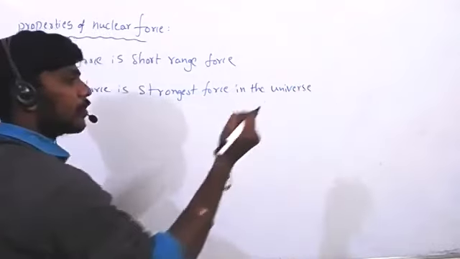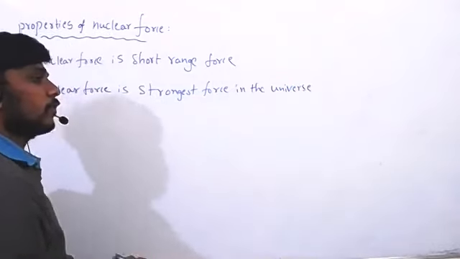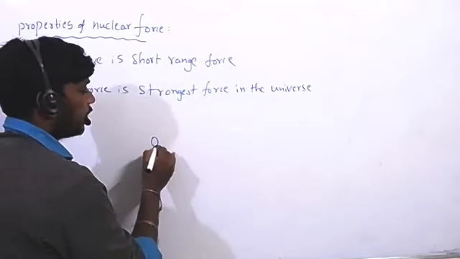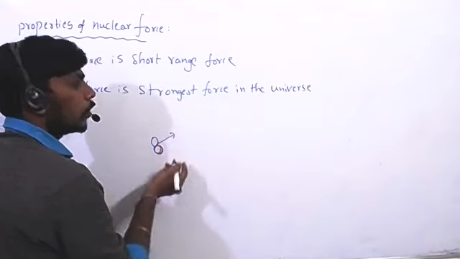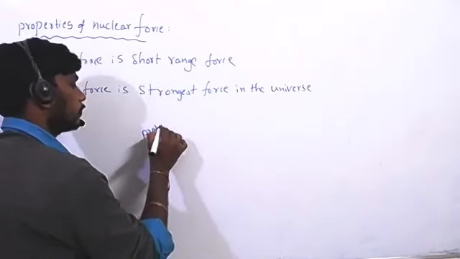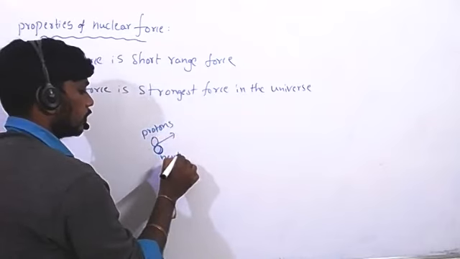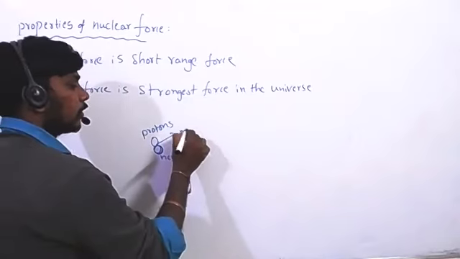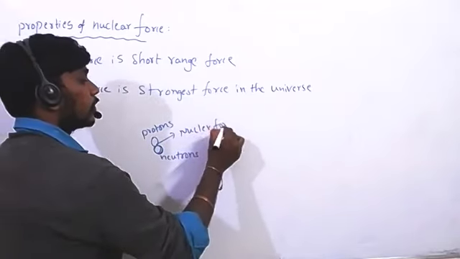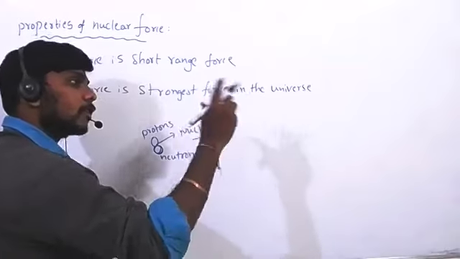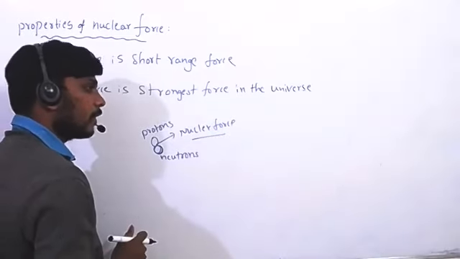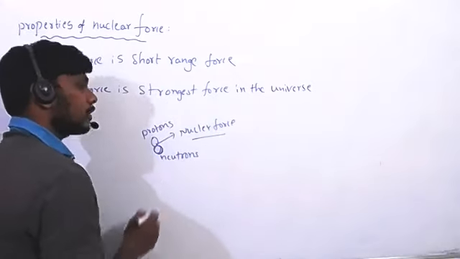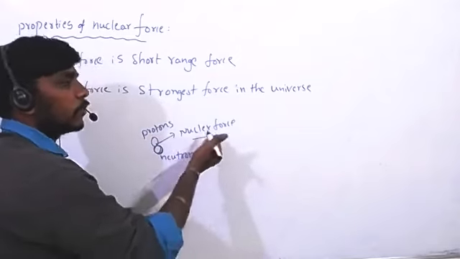It is the very strongest force in the universe. Actually, between protons and neutrons, the nuclear force will be there. Between the protons and neutrons there is a nuclear force. This nuclear force is the very strongest force. That is why we say protons won't move, because protons are combined with the neutrons. Between those two, there is a nuclear force.